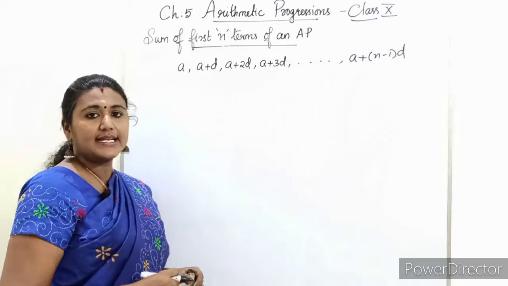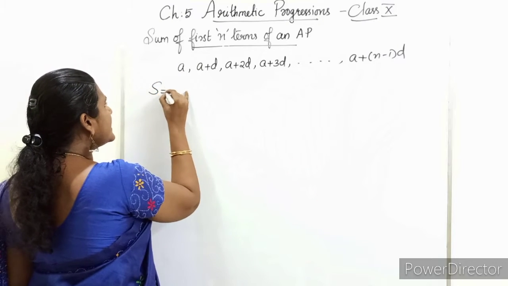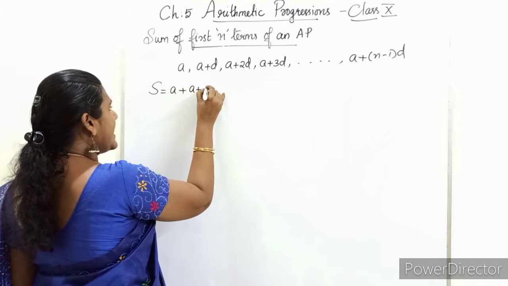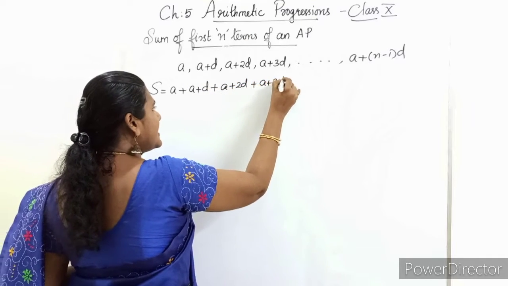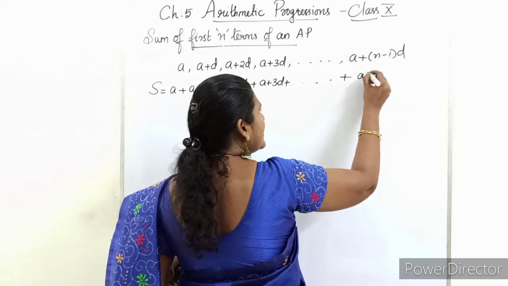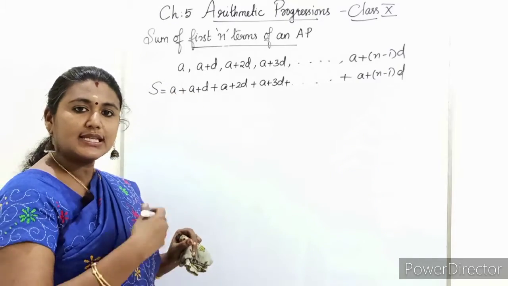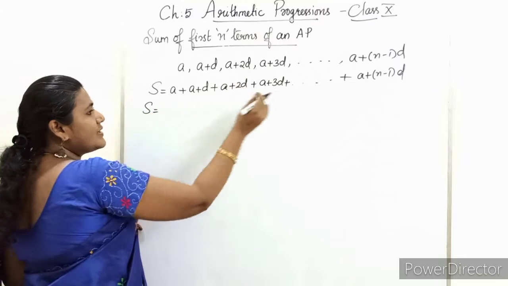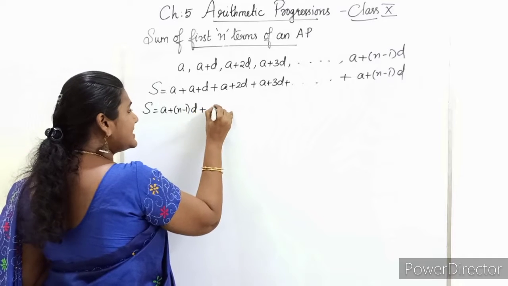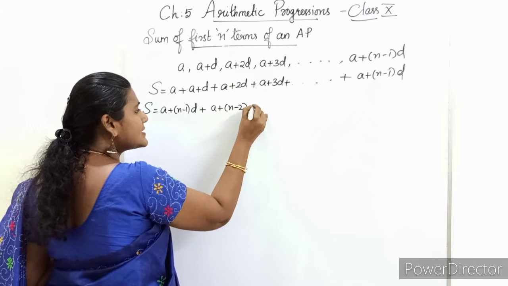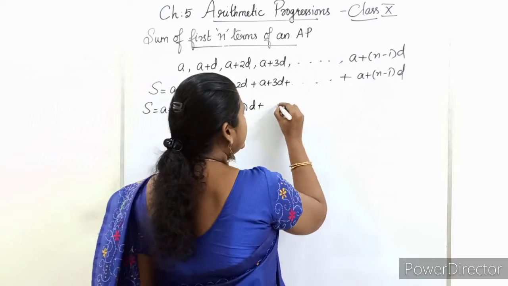Now we have to find the sum of these n terms. We will denote the sum by S. So S is equal to a plus (a plus d) plus (a plus 2d) plus (a plus 3d) plus etc. plus (a plus (n minus 1) into d). Now the same sum I am going to write in the reverse order. So S is equal to, first I will write the last term, that is a plus (n minus 1) into d, plus the next term a plus (n minus 2) into d.